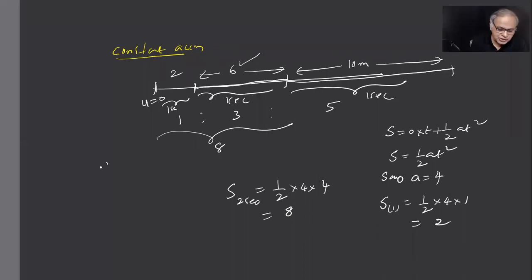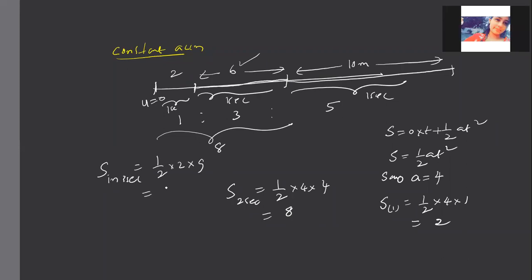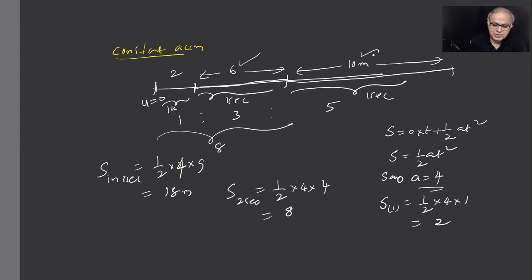And similarly, S in 3 seconds you calculate. It will be half into 4 into 9, since 3 squared is 9. So this is how much? 18. So 18 minus 8, how much is that? 10. So that means this is the way you will visualize uniformly accelerated motion. Of course, here I put u equals 0. If u is not 0, slightly different things come.